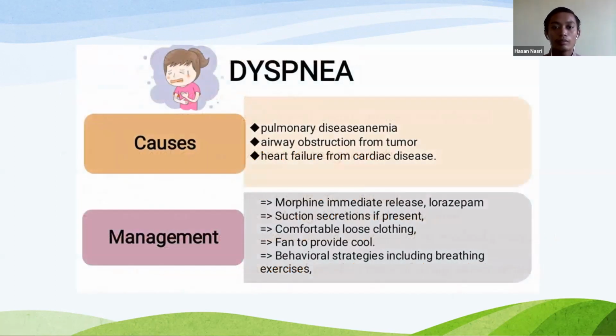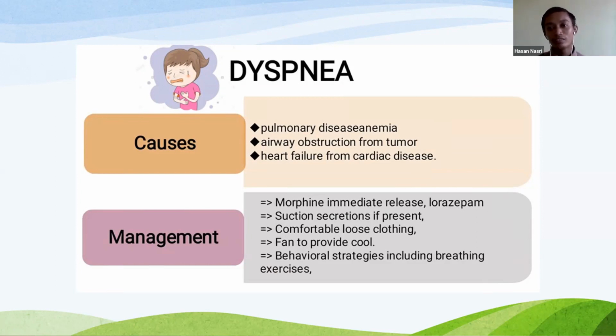Next, for example, dyspnea. The causes are pulmonary disease, airway obstruction, or heart failure. So we give suction, comfortable loose clothing, a fan to cool, and also behavioral strategies, including teaching the patient how to breathe and which position to breathe in.